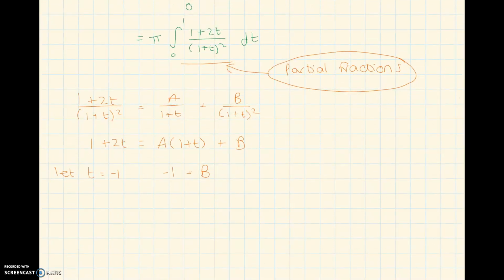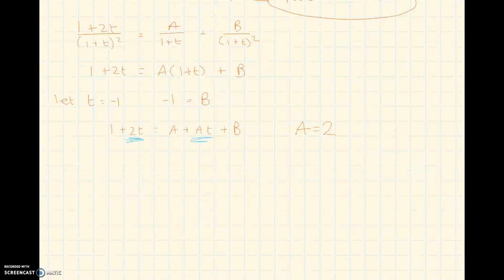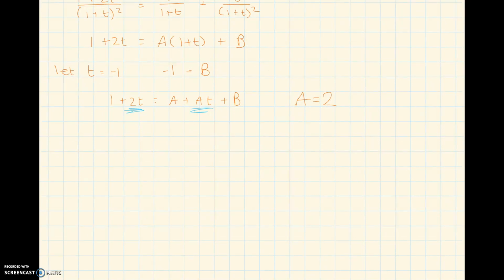And then for the other term, if we just think about multiplying this out, we'd end up with 1 plus 2t equals a plus at plus b. And we can either say that the numbers must be the same or the number of t's must be the same. I'm going to compare the t coefficient. So the t on this side is 2t, and the t on that side is at, so if they're equal, then it's pretty obvious that a has to be 2. So I can now say that if that's the case, I'm going to be integrating.